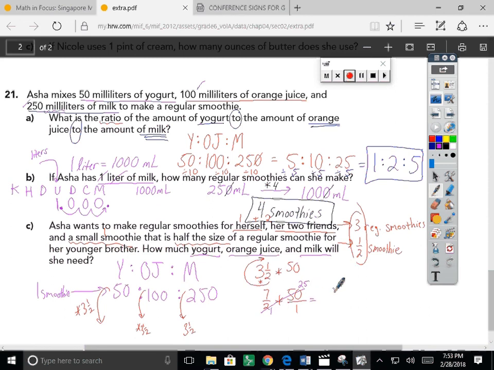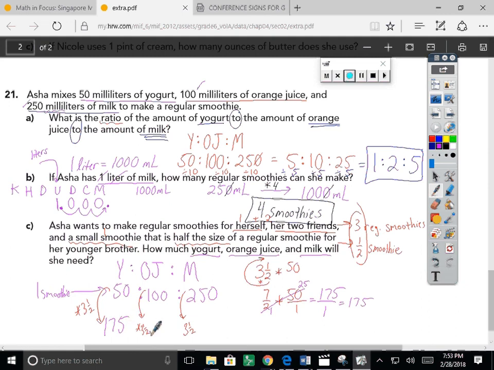Let's multiply across. 7 quarters, or 7 times 25. Well, 25, 50, 75, 100. And we have some extras, right? 3 extras. So 125, 150, 175 over 1. That's really the same as 175. It's going to take her 175 milliliters of the yogurt.